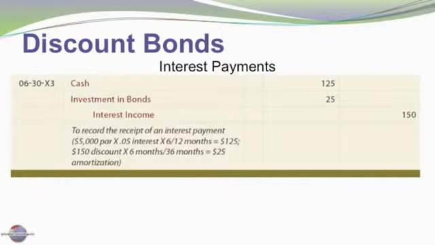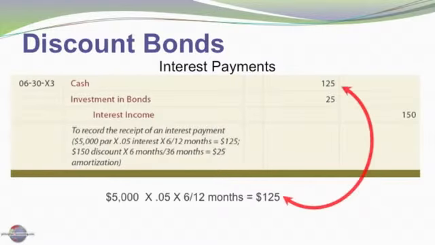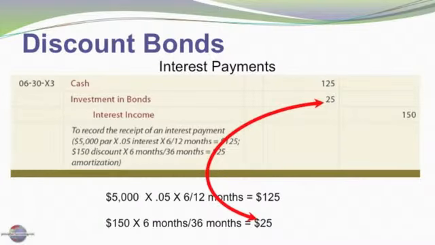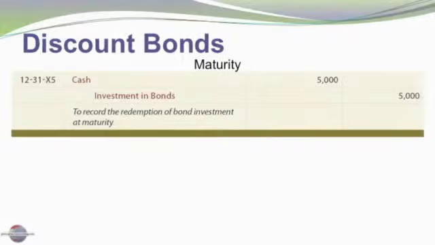So if we look at the journal entry, our cash flow is the same, $5,000 times 5% for half a year. At each interest payment date, we'll debit cash $125. Our investment in bond account is increased by $25, however, to reflect the amortization, the $150 spread over 3 years, and we're going to book $150 as interest income. At maturity, we get our $5,000 back, debit cash and credit investment in bonds $5,000.